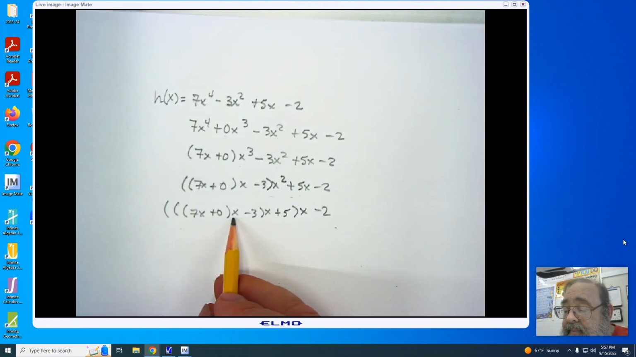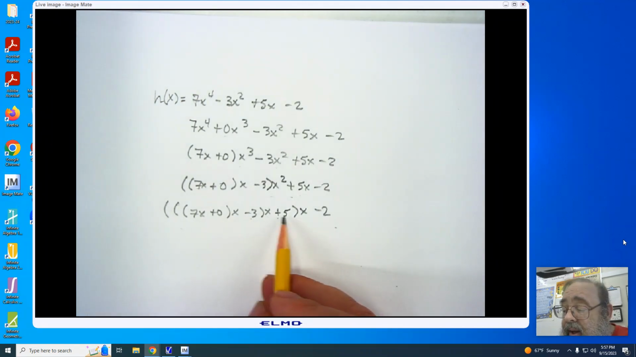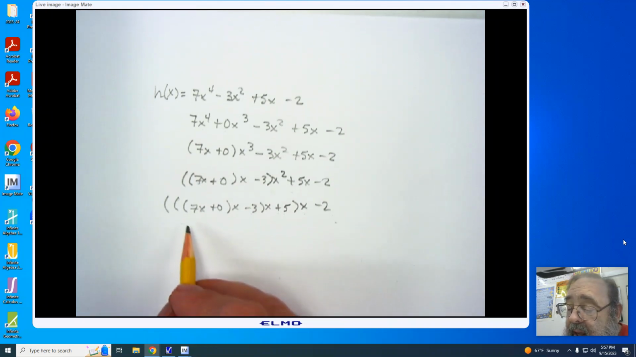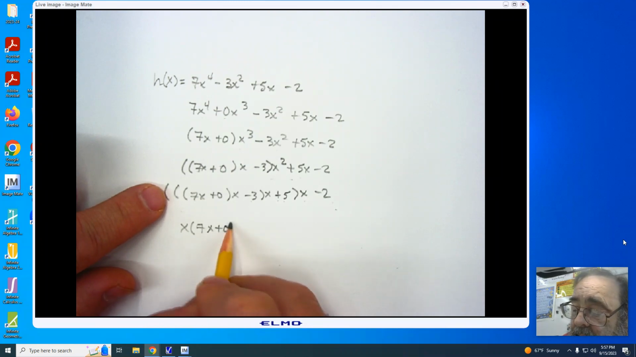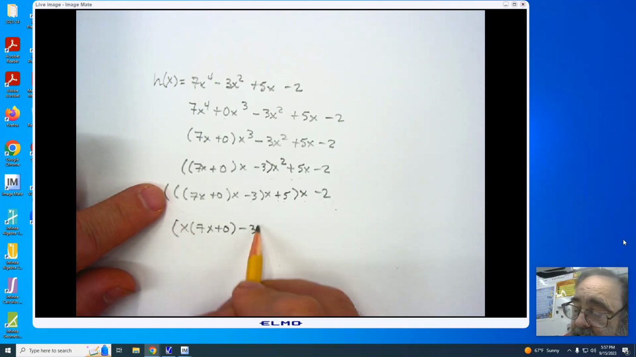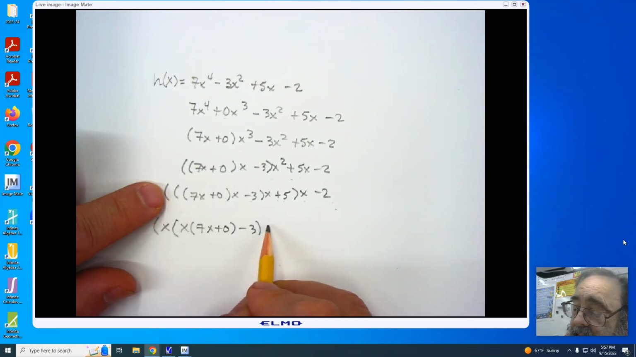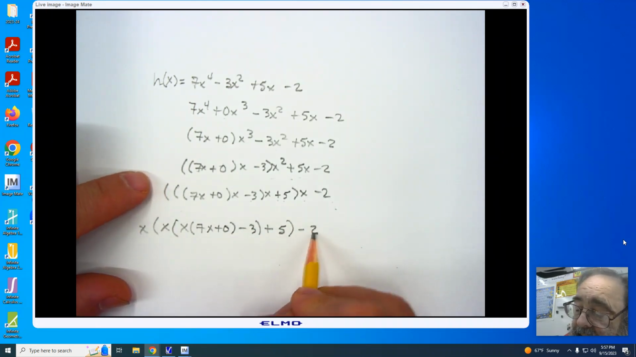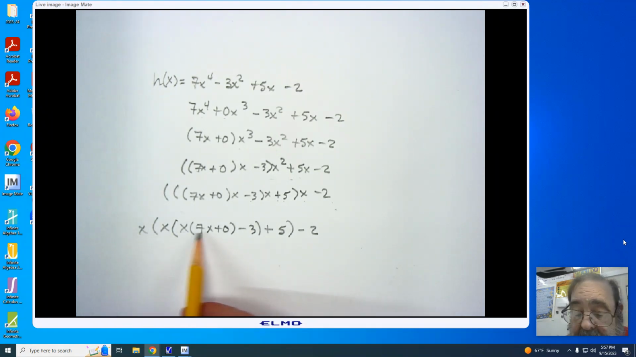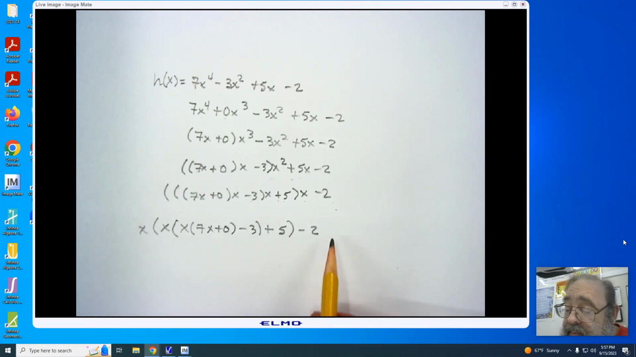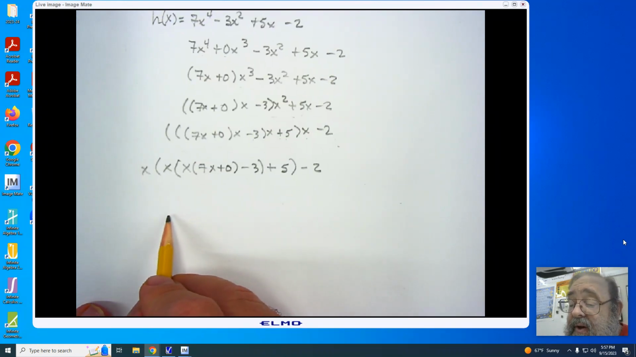7x plus 0 times x minus 3 times x plus 5 times x minus 2. If I wish, I can write it as x times 7x plus 0 minus 3x plus 5x minus 2. And I now have my nested form for this one. Once again, let's just make sure we have it all set up, and yes, we do. Let's look at the synthetic division now.